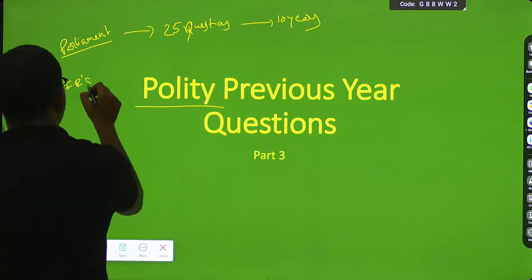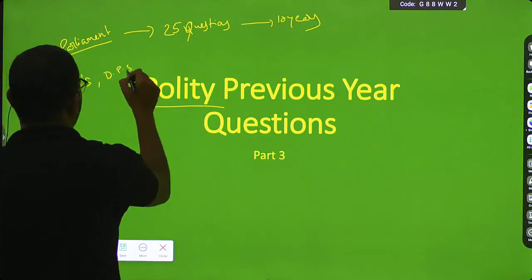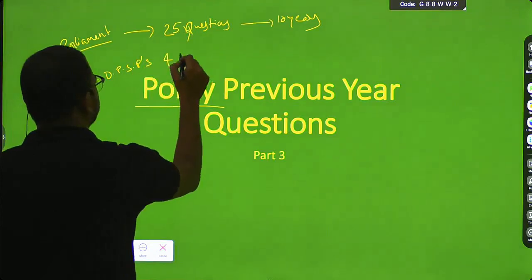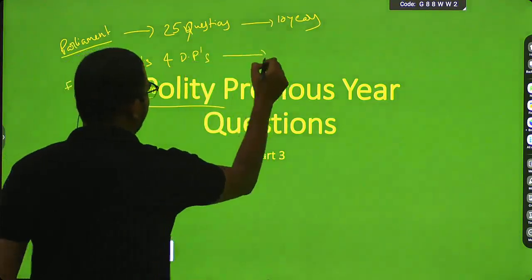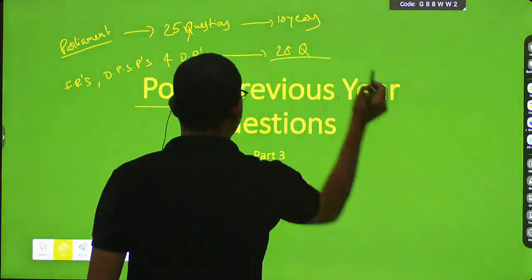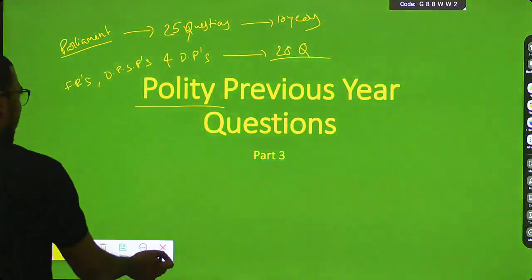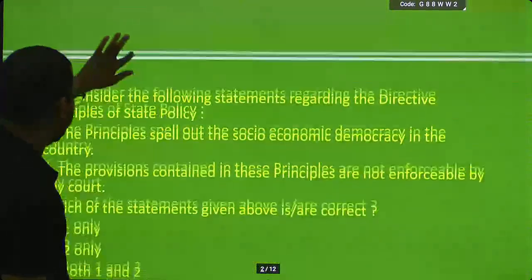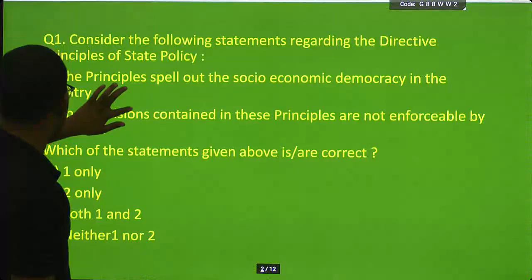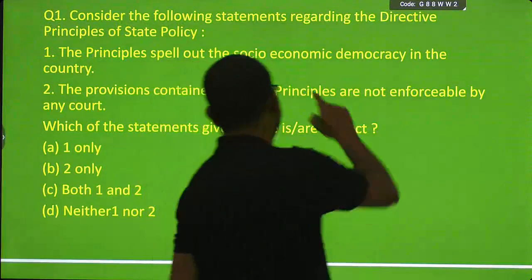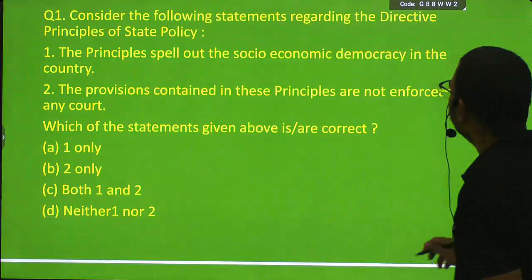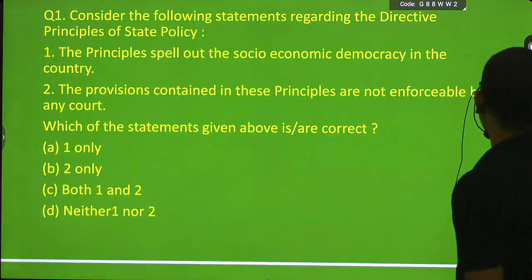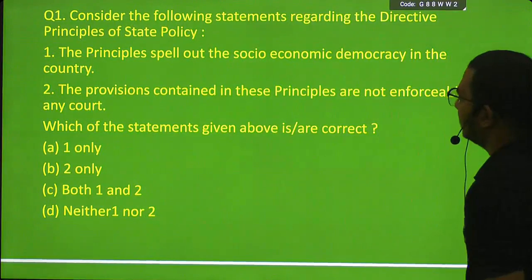fundamental rights, DPSPs, and fundamental duties. Okay, altogether we have got 28 questions from these three chapters. So let's start with this: fundamental rights, fundamental duties, and DPSPs. Okay, so the first question is: consider the following statements regarding the directive principles of state policies.